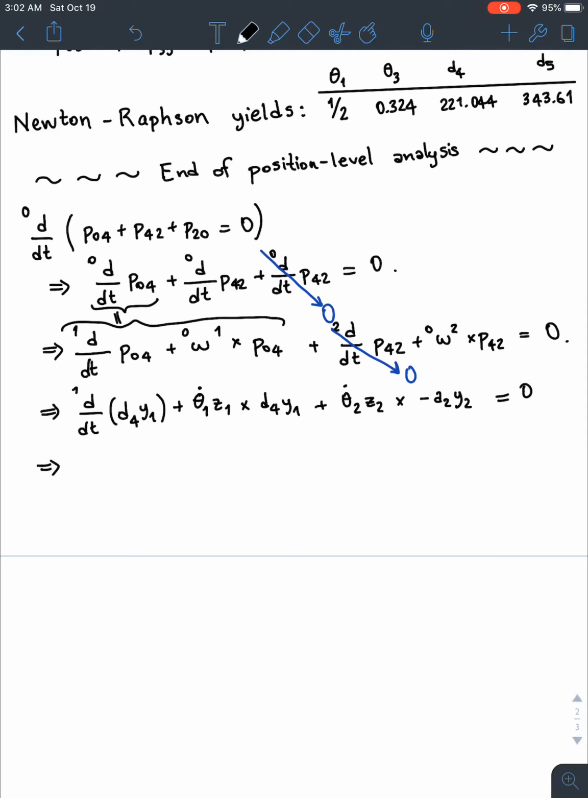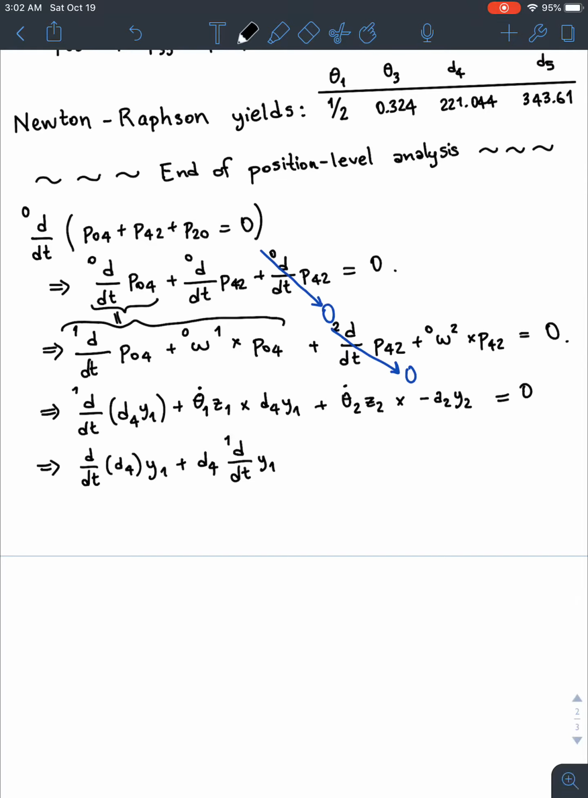Okay, let's look at this again. We can even further simplify this. Now I want to take the derivative of d4y1. That is a multiplication right there. d4 multiplies y1. One of them is a scalar, the other one is a vector, of course. So in order to take the derivative of a product, I need to use the product or the Leibniz rule, which says take the derivative of the first term here times the second term plus the first term as it is and the derivative of the second term.